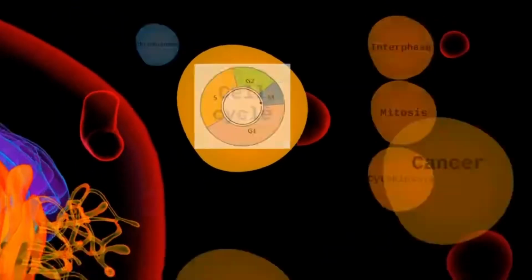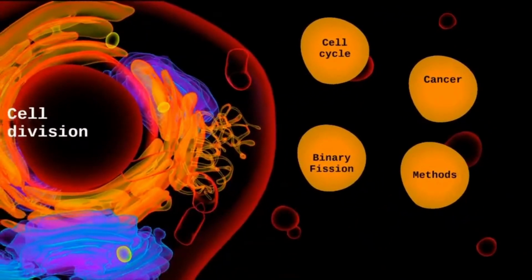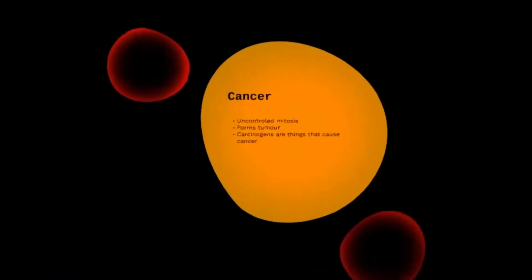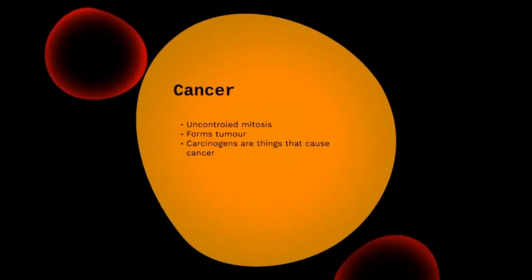So now that we've talked about what cell division is, we can now just have a quick talk about what can go wrong. So cancer is actually caused by uncontrolled cell division. We've already mentioned that cell division is tightly controlled by cyclins, but sometimes this can become dysregulated and cells will continue to divide when they don't need to, and this will form a tumour.